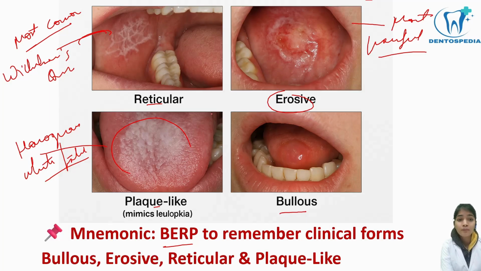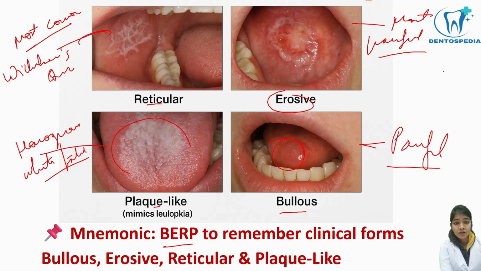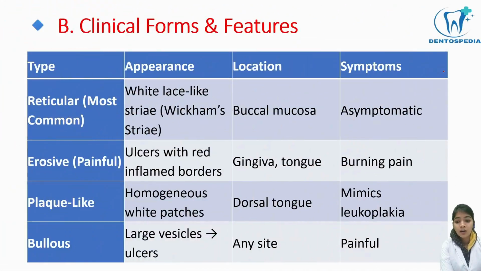Now fourth is bullous. So you can see a bulla. There will be large fluid-filled vesicles or bulla formation. The bulla will rupture easily and cause ulcer. It can occur at any oral site and it is painful. Understood?